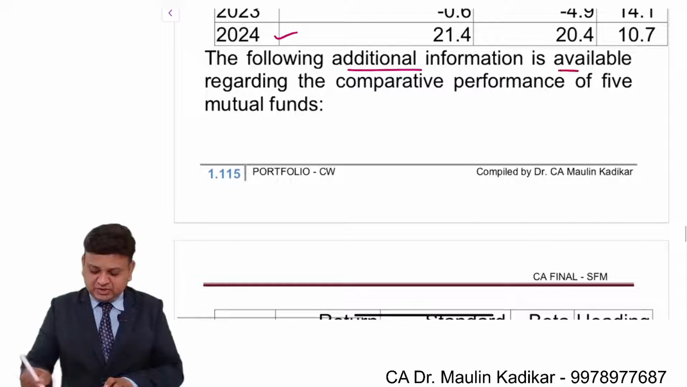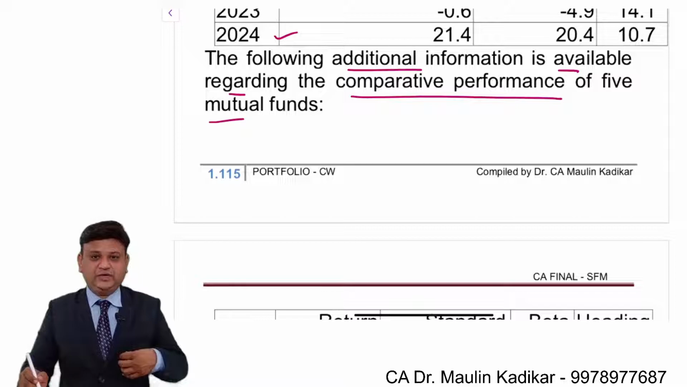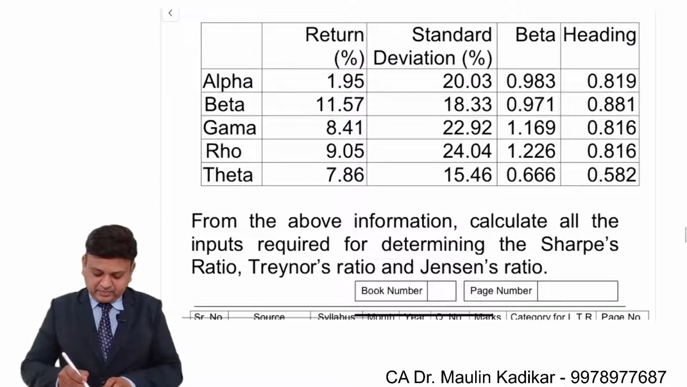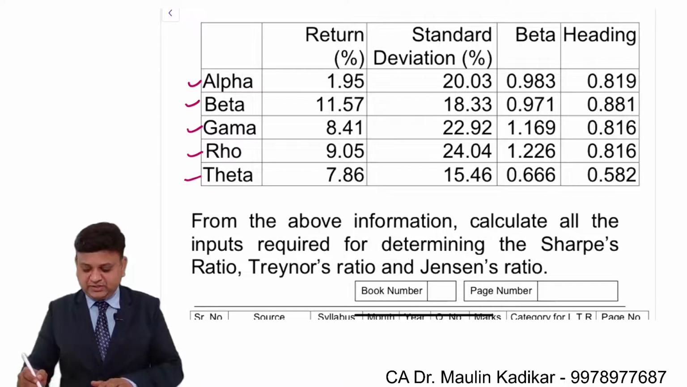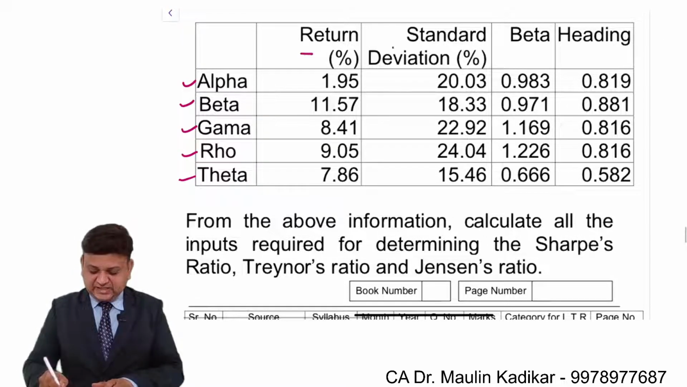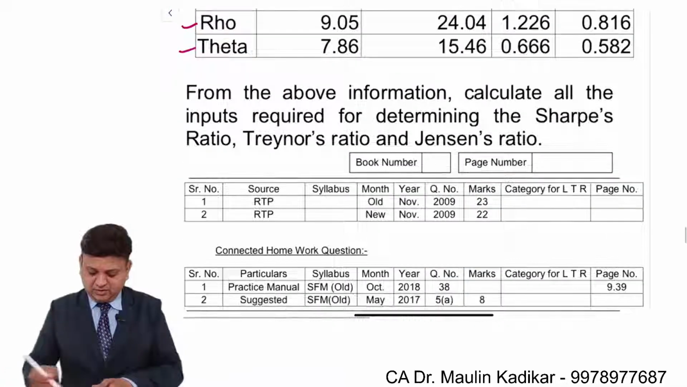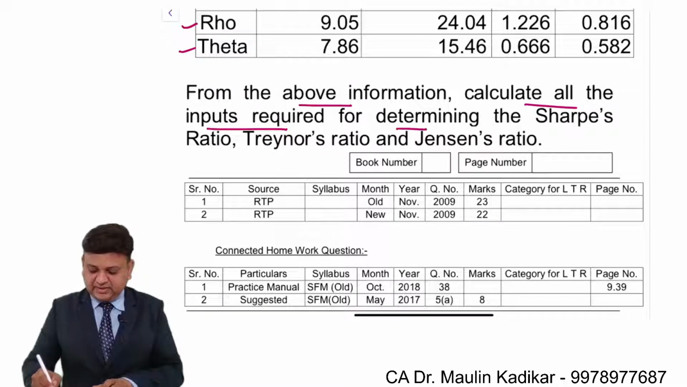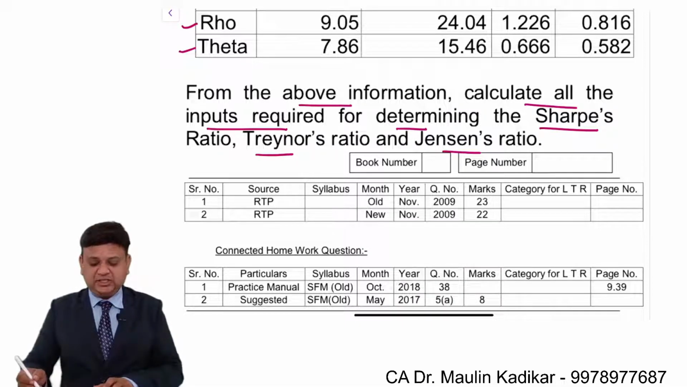The following additional information is available regarding comparative performance of 5 mutual funds: A, B, G, R, and T. So these are the 5 mutual funds for which return, standard deviation, beta, and hedging information is given. From the above information, calculate all the inputs required for determining Sharpe ratio, Treynor's ratio, and Jensen's ratio. Jensen's ratio means Jensen's alpha. Alpha is required to be found.